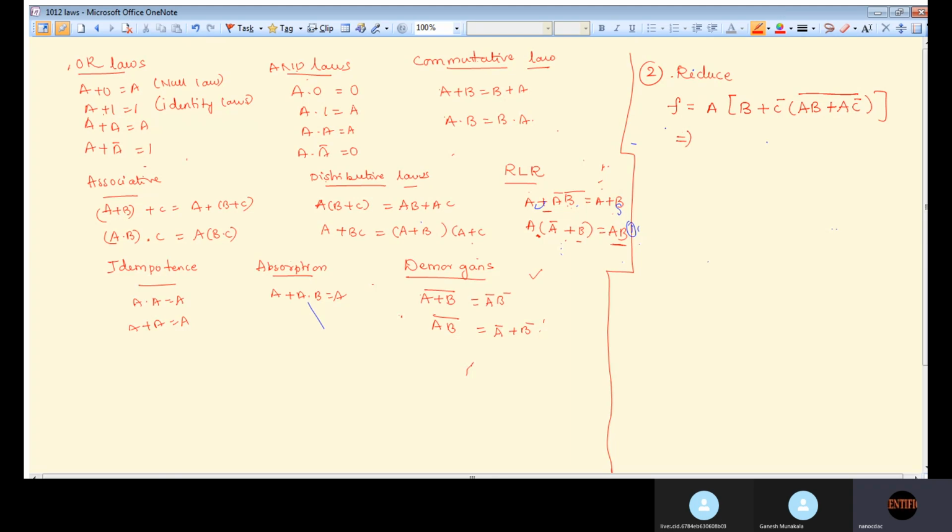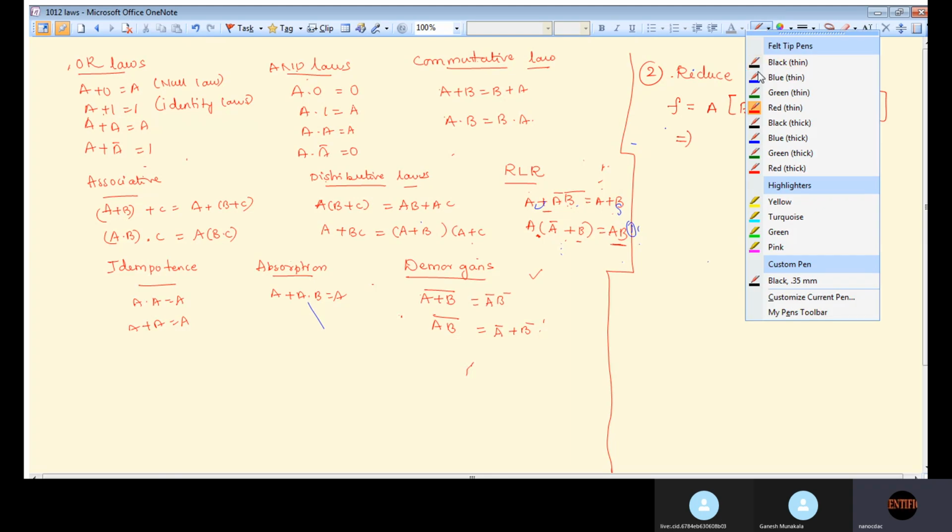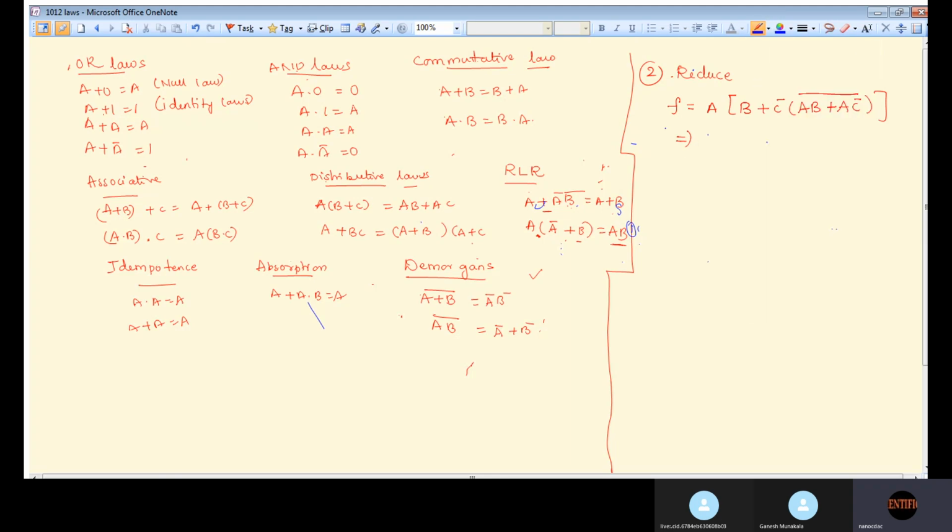So you can use, I told you, you can multiply this complement with C complement, or else you can multiply the bracket term with A, or else you can use De Morgan's law, or associative, commutative, distributive, whatever is on the screen. You can use anything. Okay, tell me one final answer.